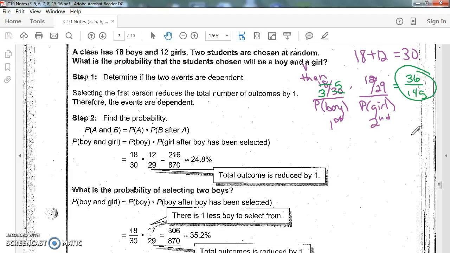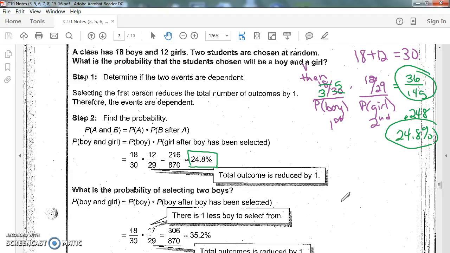Now this could be your answer. It looks like what they have done is written it as a percent. So we would take 36 divided by 145. That gives us 0.248, which is about 24.8%. Okay, the probability of selecting 2 boys is a little different yet.